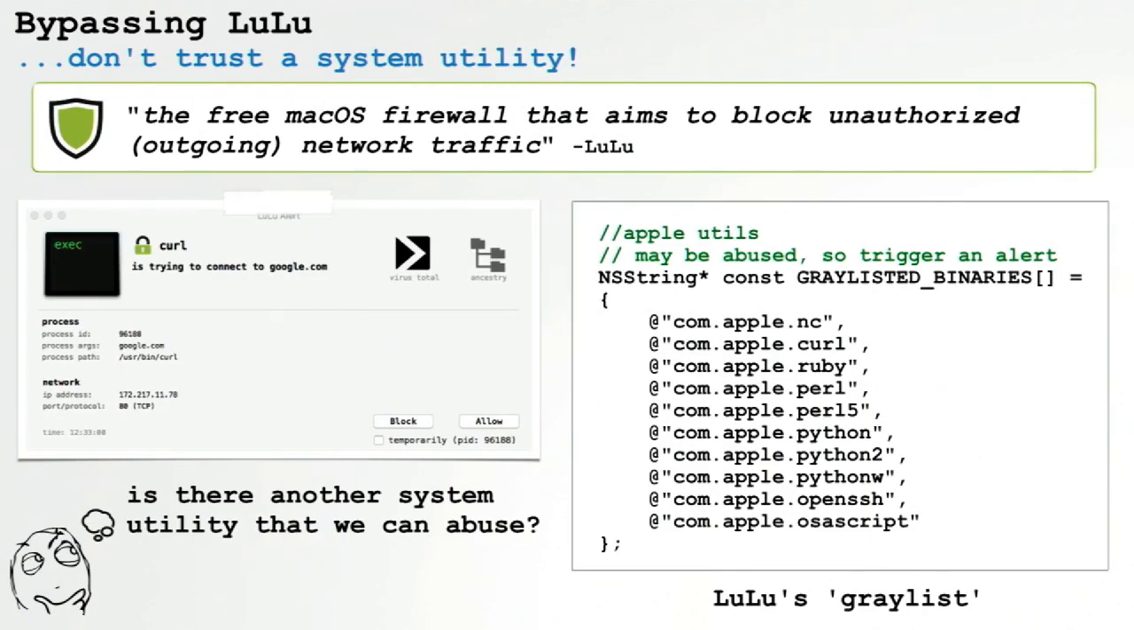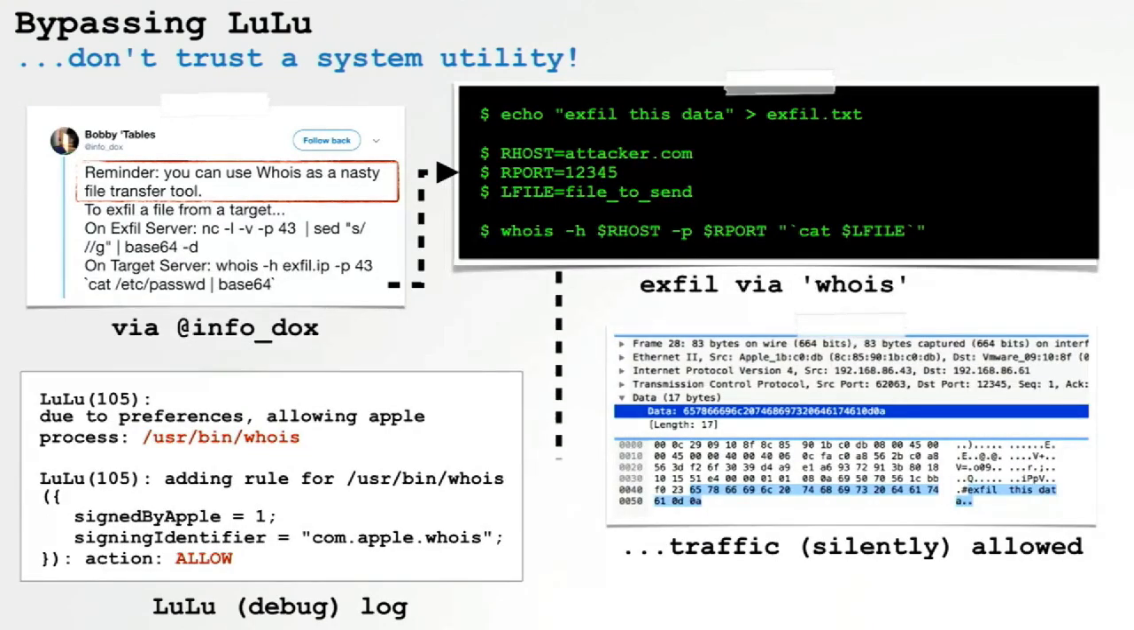Now on to LuLu. As LuLu is open source, turns out it's really not that hard to find a bypass. By default, LuLu trusts Apple signed binaries, although it has a gray list of Apple signed binaries that perhaps could be utilized by malware to perform malicious network actions. For example, curl and netcat. So the question is, can we find an Apple signed system binary that can allow us to do nefarious network actions, but that is not on the gray list? The answer is, of course, yes.